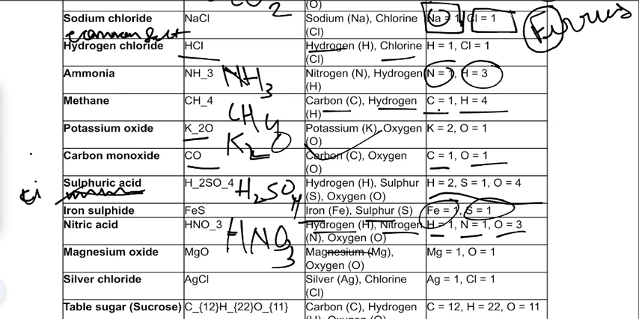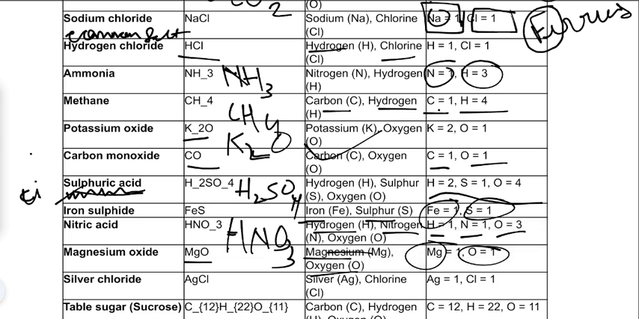Magnesium oxide. The chemical formula is MgO. Symbol of magnesium is Mg and symbol of oxygen is O. When they are combined, they form magnesium oxide. Elements present are magnesium and oxygen. Number of atoms of magnesium is 1, oxygen is also 1.